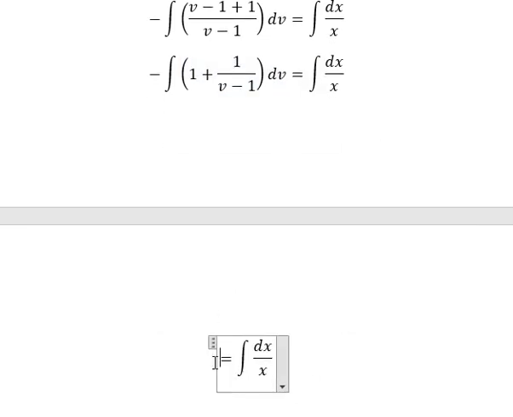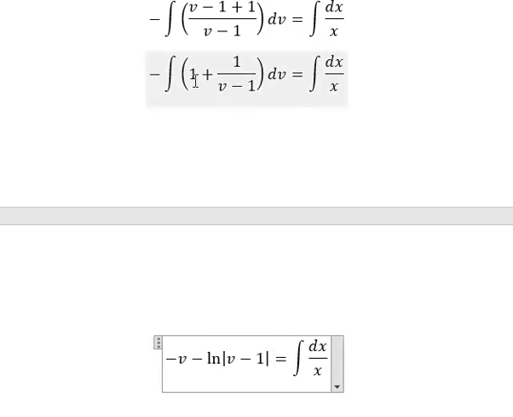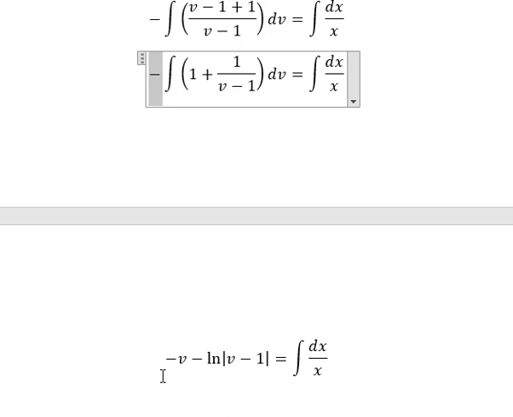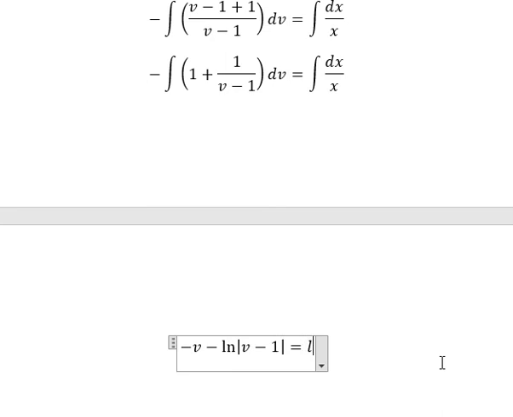So the integration of number 1, we have v. The integration of this one in here, we have ln of the absolute value of v minus 1. Because we have the negative side, that's why we need to have the negative and negative. The integration of this one, we have ln of the absolute value of s, and we put c.